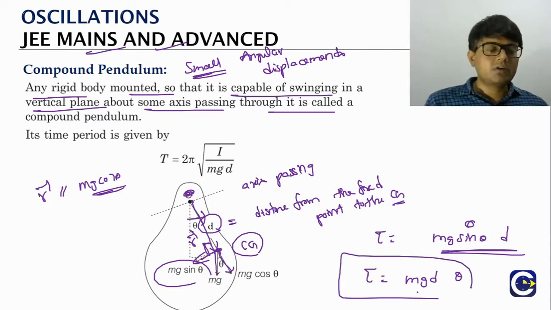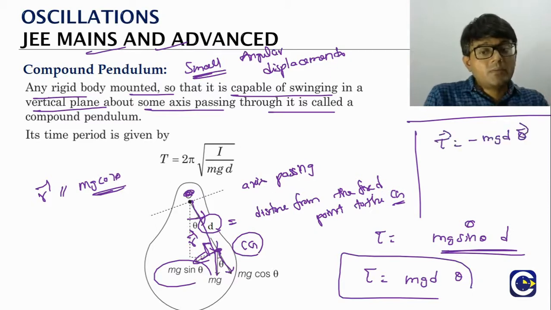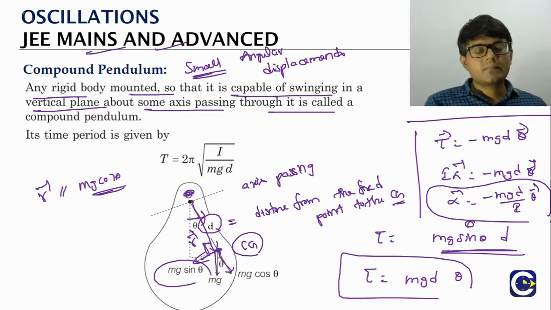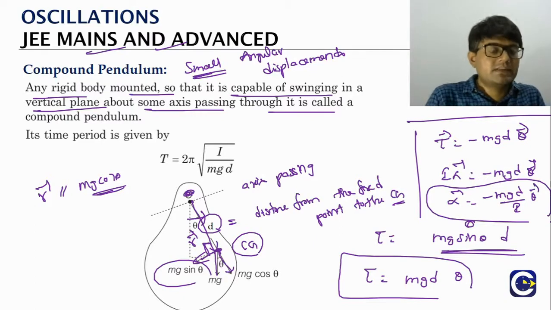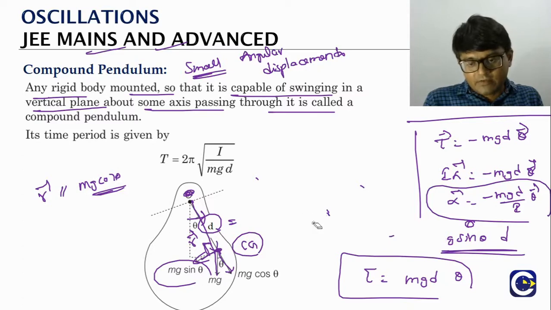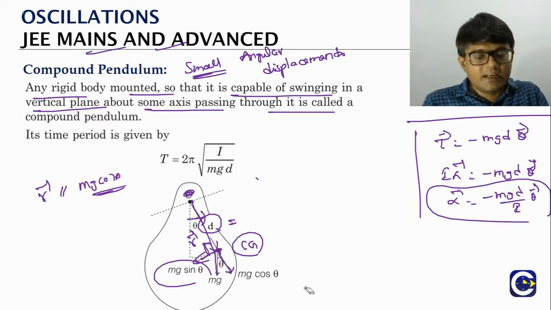So in the vector notation, we will get the restoring torque equal to minus mgd into theta. Torque acting on the body will be I alpha, where I is the moment of inertia. So from here alpha will be equal to minus mgd by I into theta. Now compare this with the standard equation. The standard equation of the angular SHM is alpha equal to minus omega square into theta, right? I have moved on quickly with the derivation here because it is a repetition of what we saw in the case of the simple pendulum.